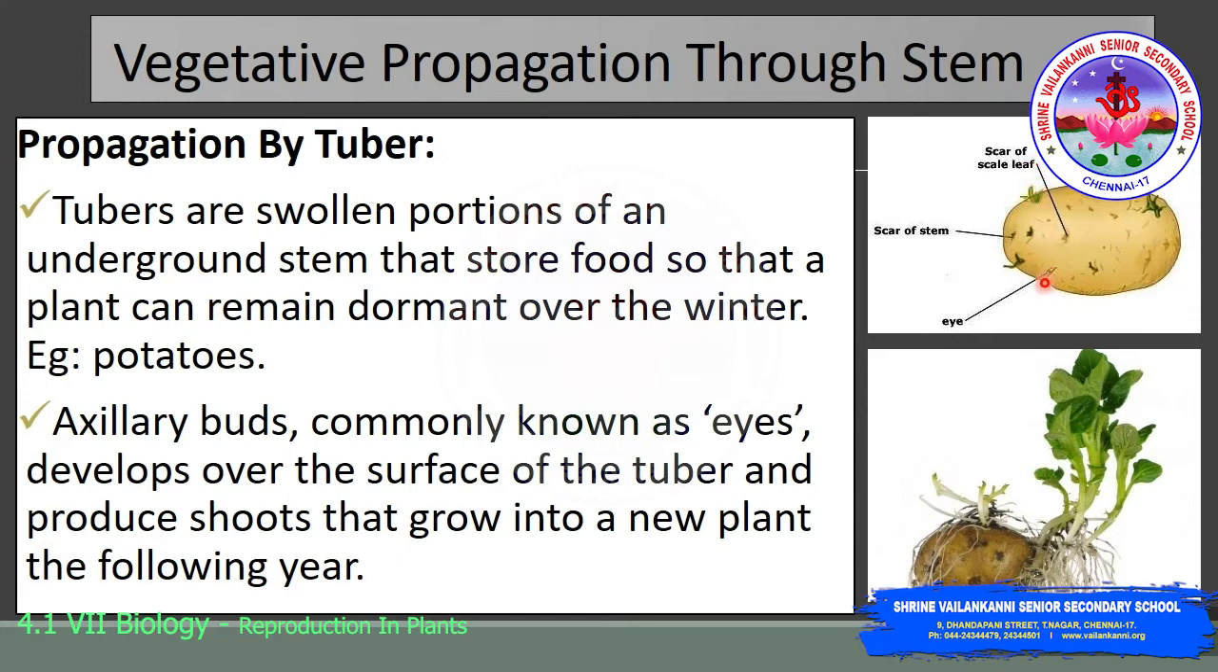The axillary buds, which are commonly called the eyes, develop over the surface of the tuber and produce shoots that grow in the following year into a new plant, as you can see in this picture.